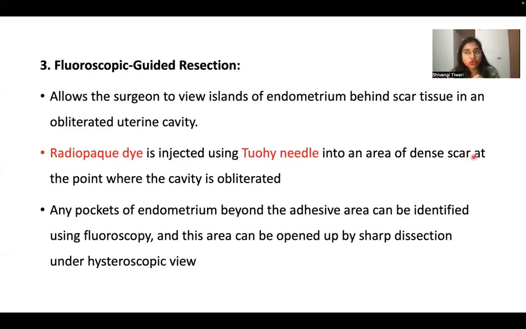Next is, we can do fluoroscopic guided resection. It allows the surgeon to view islands of endometrium behind scar tissue in an obliterated uterine cavity. Radiopaque dye is injected using a Tuohy needle into an area of dense scar at the point where the cavity is obliterated. Any pockets of endometrium beyond the adhesive area can be identified using fluoroscopy, and this area can be opened up by sharp dissection under hysteroscopic view.